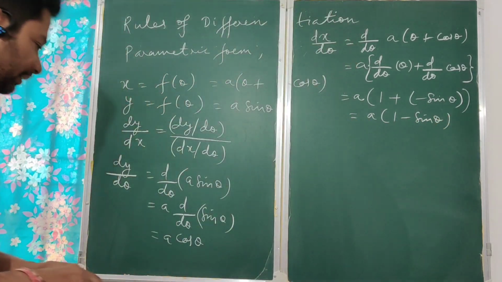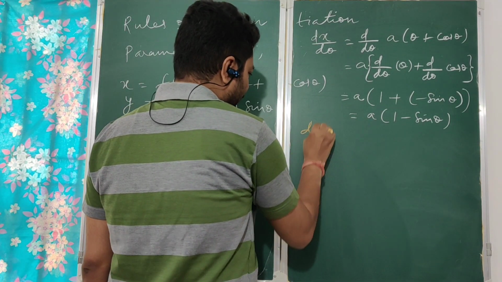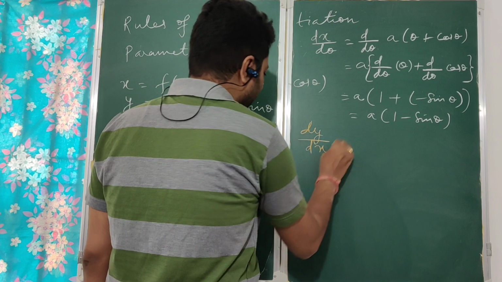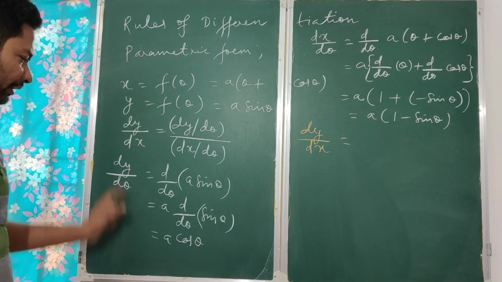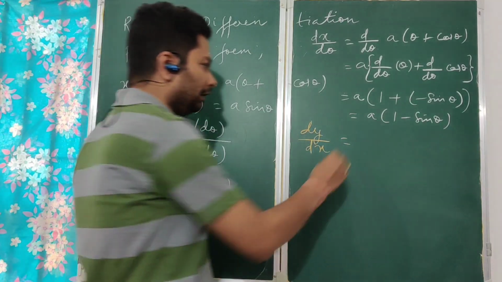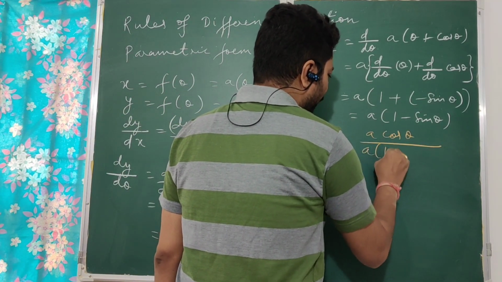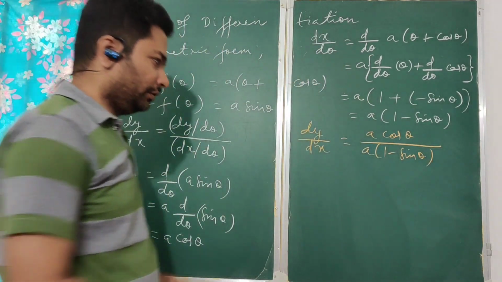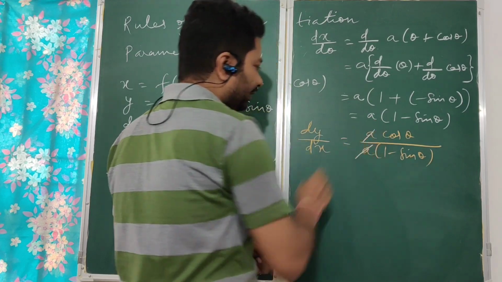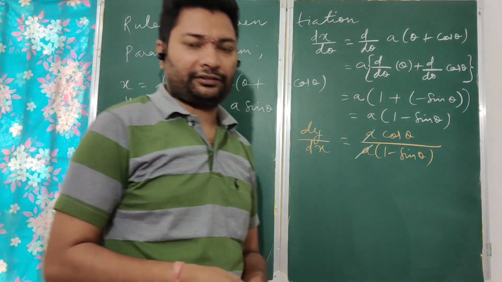So now what is the value of dy by dx? We can write dy by dx, we have got it as dy by d theta by dx by d theta. So what is dy by d theta? a cos theta. Put it here, a cos theta by a into 1 minus sin theta. So now this a and a will get cancelled and we have got the value of dy by dx.